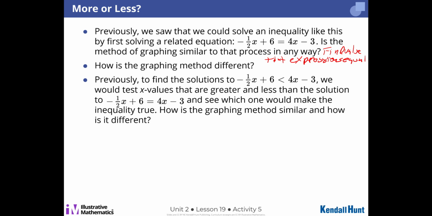So the graphing method is different. Instead of comparing the values of the expressions by calculation, we can graph the expressions, y equals the left expression, y equals the right expression, or f of x, g of x like I did, and see where the graphs intersect. So we're looking for an intersection on the graph. Previously, to define the solution to negative 1/2 x plus 6 is less than 4x minus 3, we would test x values greater than and less than the solution to negative 1/2 x plus 6 equals 4x minus 3 and see which one would make the inequality true.